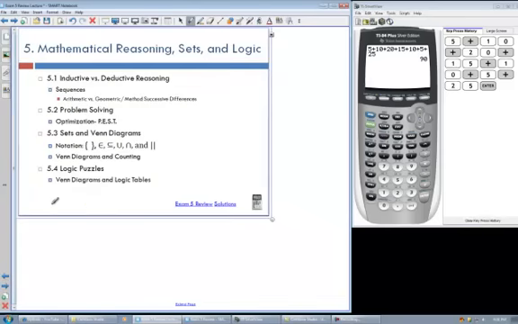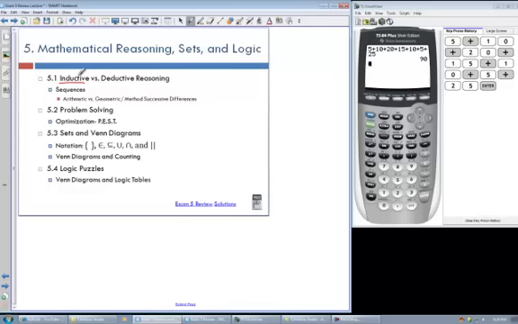Okay, so here's what we covered. And so let's do a little bit of a review here. So the first thing we covered was what's called inductive and deductive reasoning. So these 2 different types of reasoning. Remember, inductive reasoning, the idea is you go from specific cases to sort of a general statement. Right?